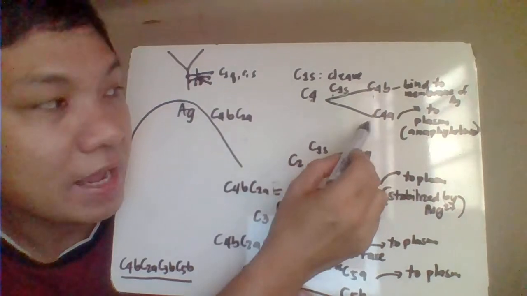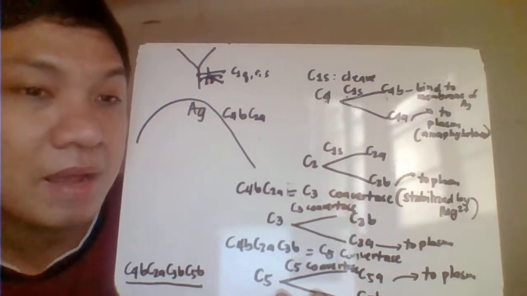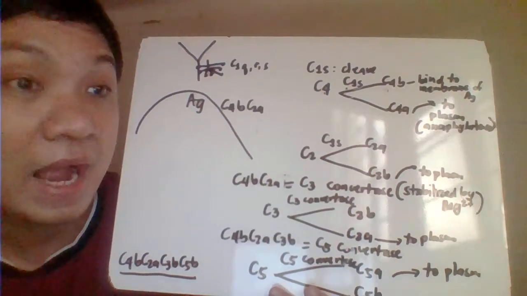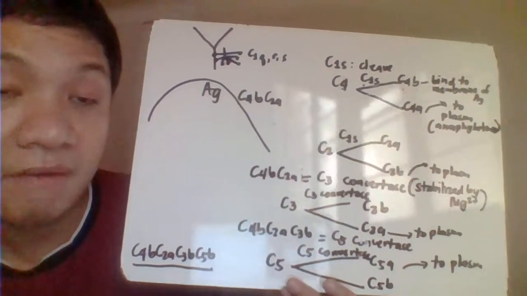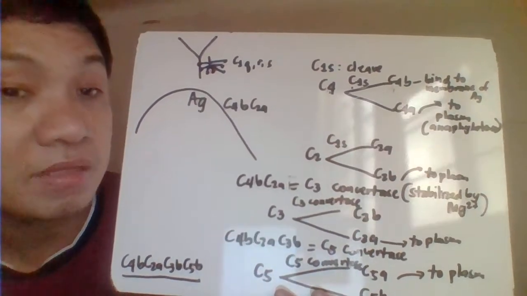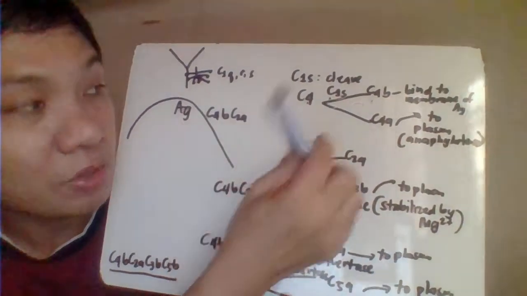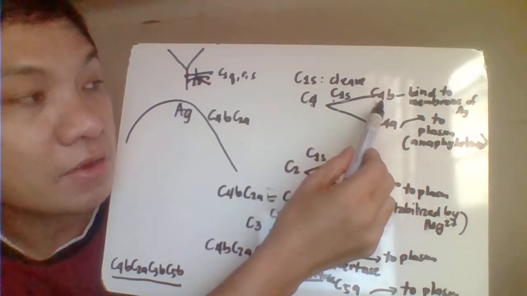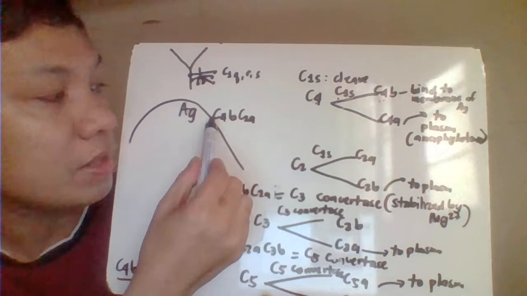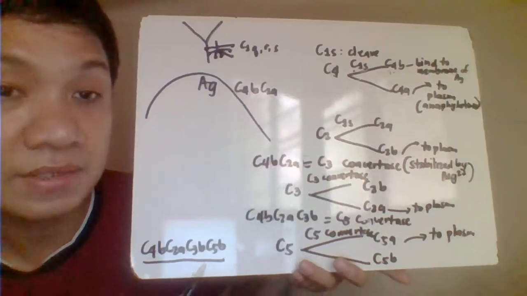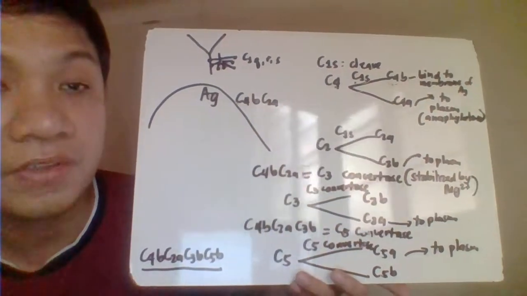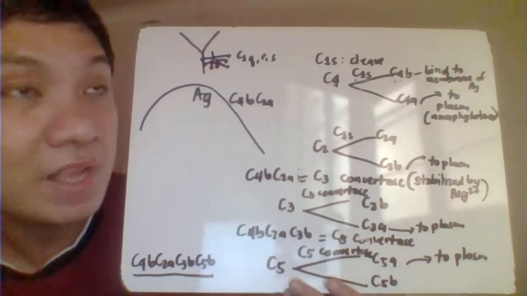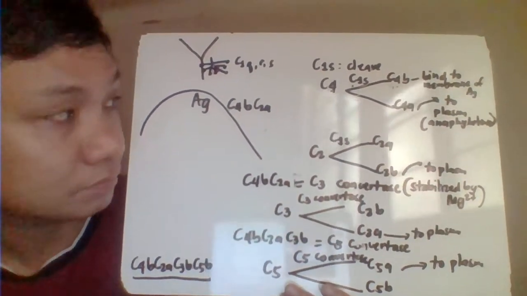Okay, so the C4a will be released to your plasma where it acts as an anaphylatoxin. Earlier, we discussed examples of anaphylatoxins, and your C4a is part of them. Then what's going to happen with your C4b? Your C4b is going to bind on the surface of your antigen. It will not bind to our antibody, but on the surface membrane of your antigen.